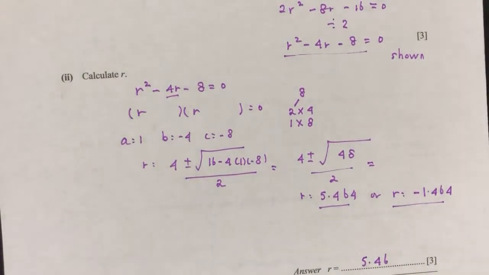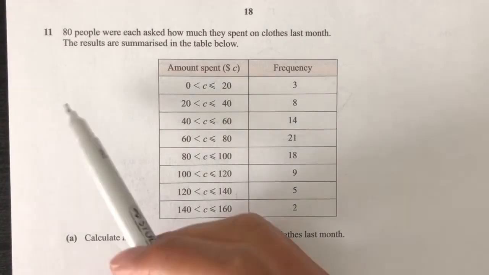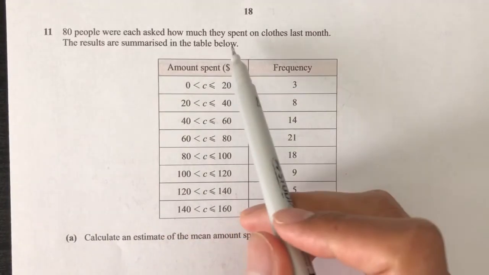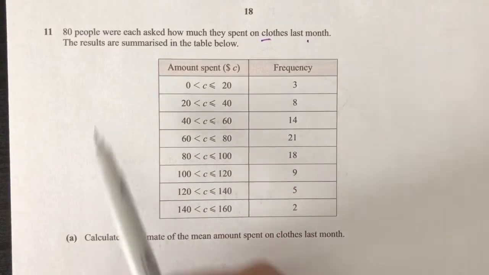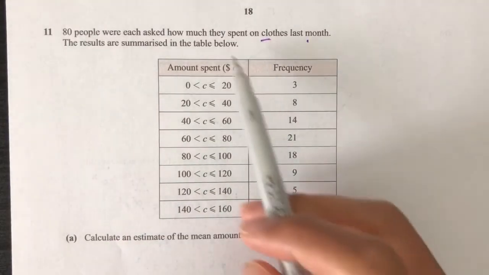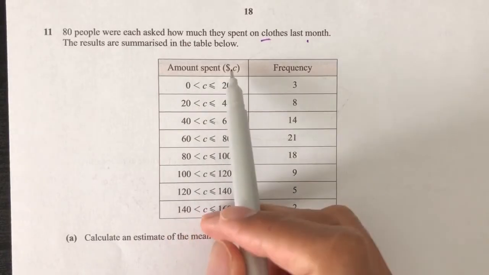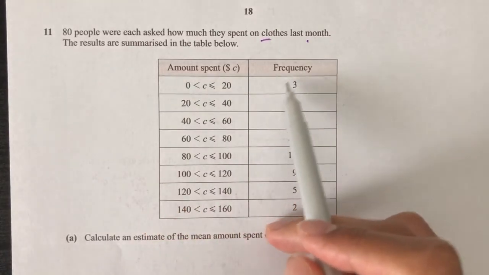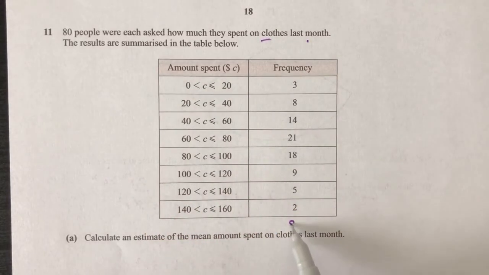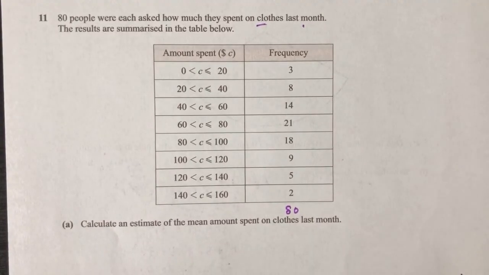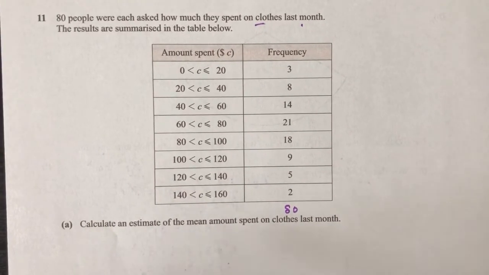And that is the question number 10. Question number 11, we have 80 people who are each asked how much they spent on clothes last month. The results are summarized in this table right here. So this is amount spent, this is the groups that represent this, and this is the number of people. In total we have 80 people.